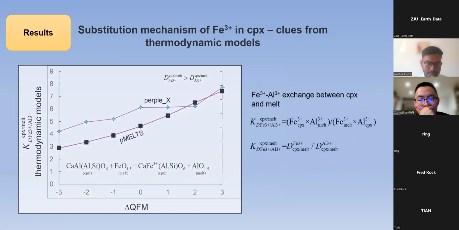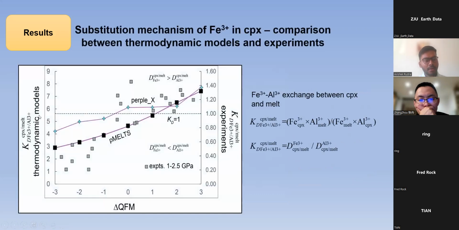And the reason is, we try to understand why there is a correlation between aluminum concentration and ferric iron partition coefficients. We did that by calculating the two-element partition coefficient, which is KD. The KD is the ratio of ferric iron and aluminum between CPX and melt. So ultimately, the KD becomes the ratio of the ferric iron partition coefficient to the aluminum partition coefficient.